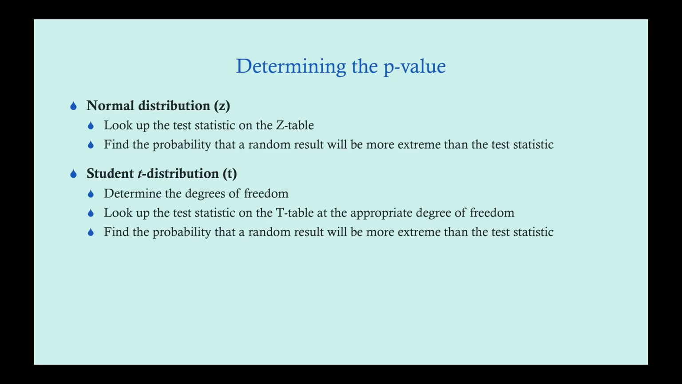Very easy. Well, what about if you're doing a student t-distribution? Well, remember that was a little bit more complicated. You have to determine your degrees of freedom, which is, remember, your sample size minus 1. And then from there, you look up this test statistic on the t-table at the appropriate degrees of freedom, and then you find the probability that a random result would be more extreme than the test statistic. So it's just a little bit more complicated in that you have to determine degrees of freedom.